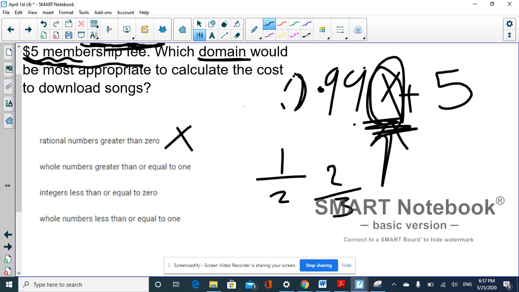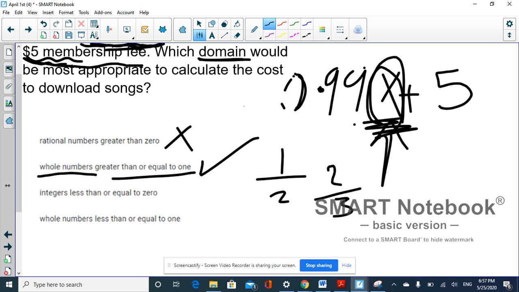Whole numbers greater than or equal to 1. That's correct. If you think about this one, the number of songs you may download may be 1, 2, 3, 4, not negative numbers, not integers, and it shouldn't be a decimal number or fraction. So it should be whole numbers greater than or equal to 1 because we talk about the number of songs. The domain here is the number of songs.